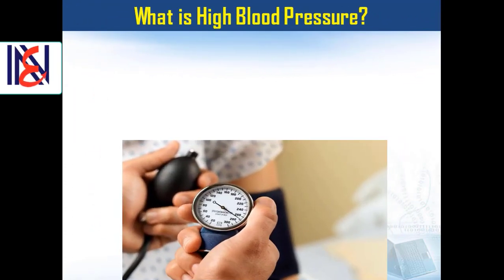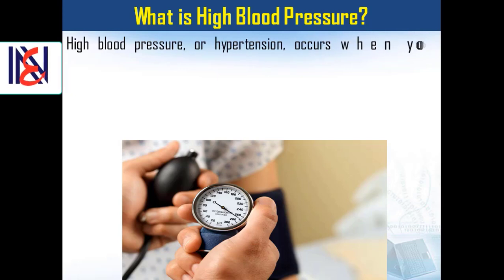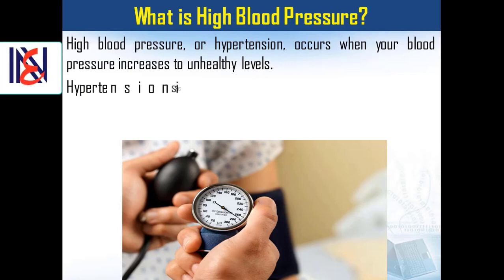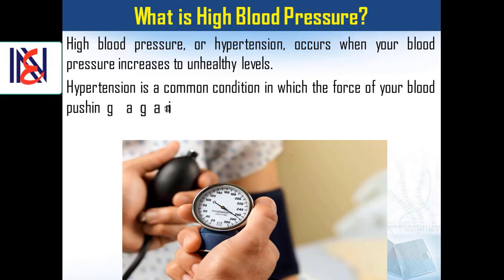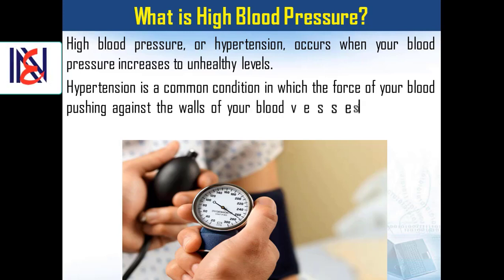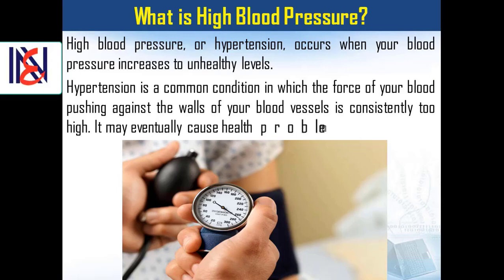What is high blood pressure? High blood pressure, or hypertension, occurs when your blood pressure increases to unhealthy levels. Hypertension is a common condition in which the force of your blood pushing against the walls of your blood vessels is consistently too high. It may eventually cause health problems, such as heart disease.